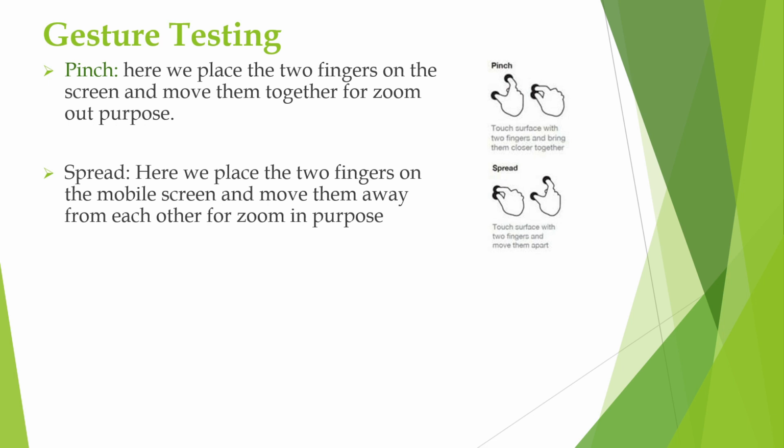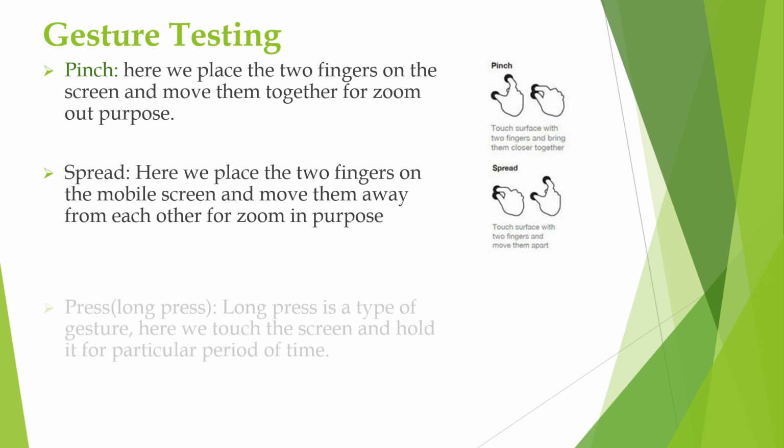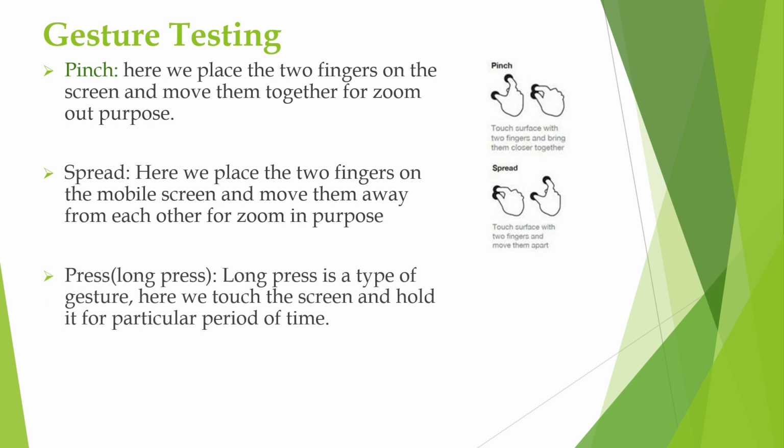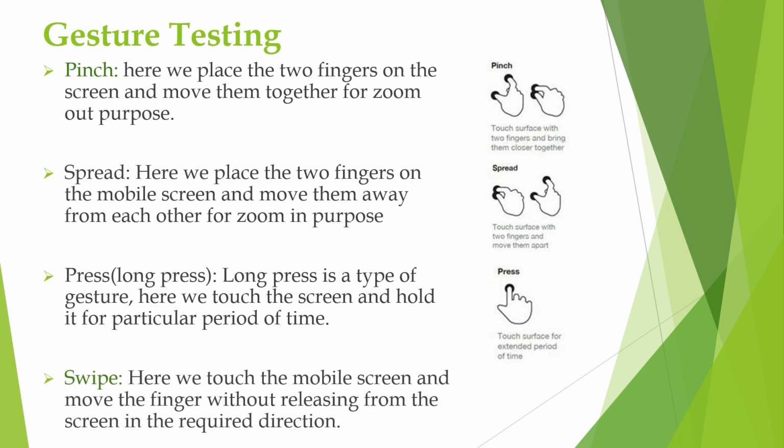Next is press gesture testing. Here we will touch the screen and hold it for a particular period of time. Whenever you want to uninstall these apps, we will use this long press gesture. Next is swipe gesture testing. Here we will touch the screen and move the finger without releasing it from the screen. It might be horizontal or vertical. This is called the swipe gesture. These are some of the gesture testing.